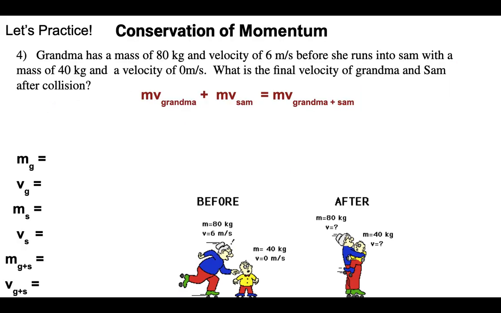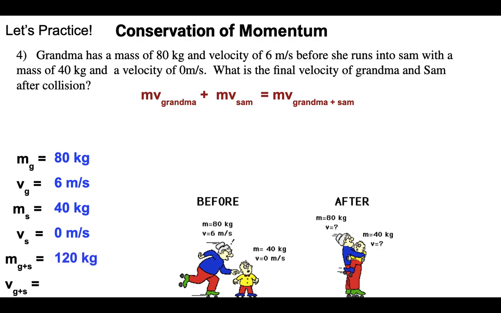Quick little math practice. Grandma has a mass of 80 kilograms and a velocity of 6 meters per second before she runs into poor Sam, with a mass of 40 kilograms and a velocity of 0. What's the final velocity of Grandma and Sam after the collision? Grandma has a mass of 80 and is moving 6 meters per second. Sam has a mass of 40 and starts out at nothing in terms of velocity. So his momentum is 0, because anything times 0 is 0.